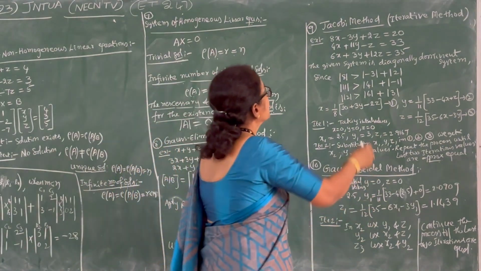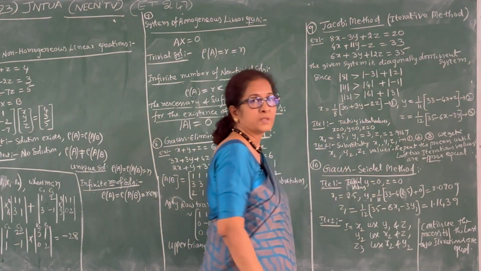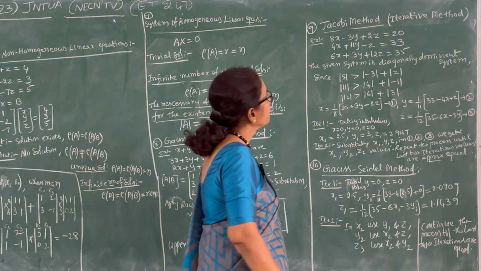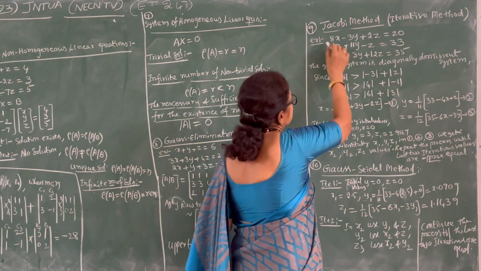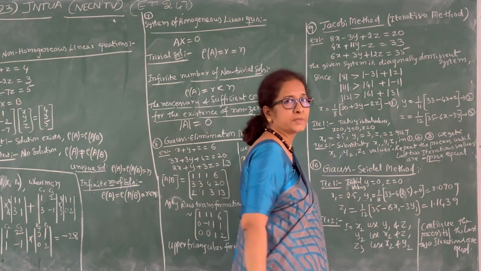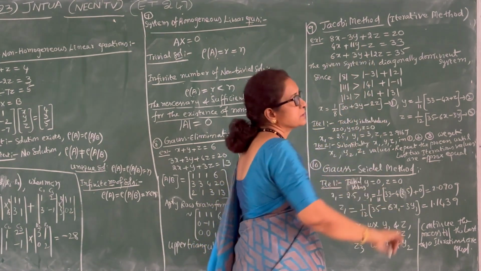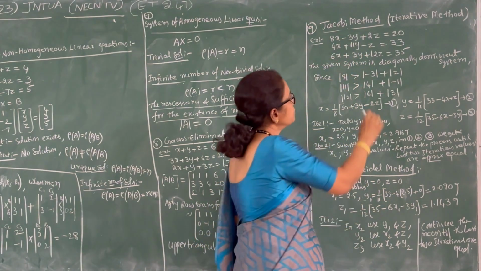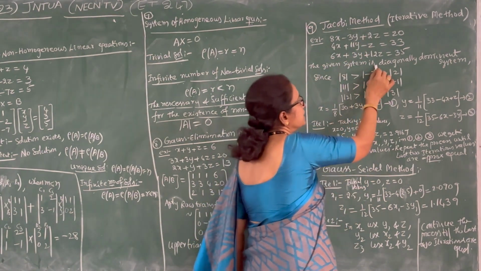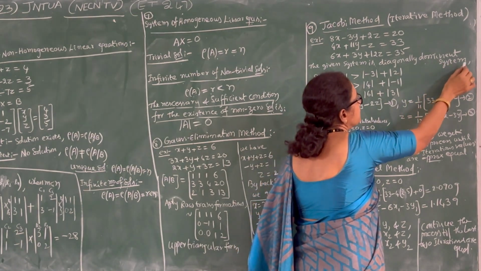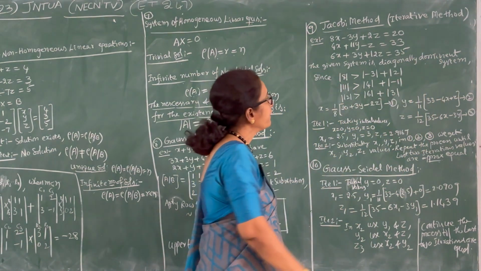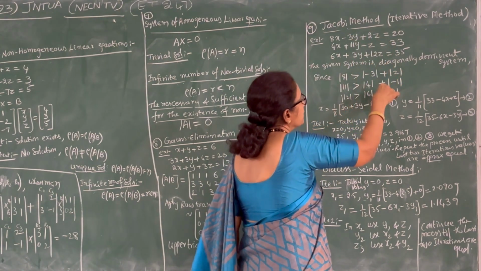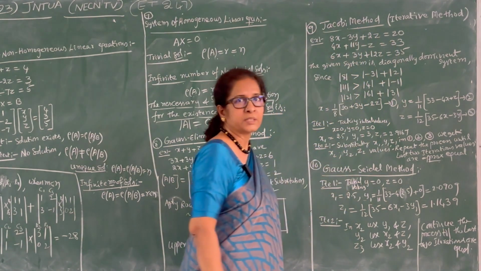Next method, Jacobi method. Jacobi method is an iterative method. Here we have taken one example. These are the system of equations. In order to apply Jacobi method, first we have to check whether the given system is a diagonally dominant system or not. If it is a diagonally dominant system, then we can apply this Jacobi method.